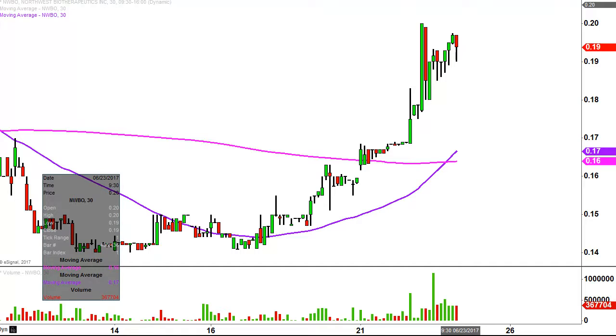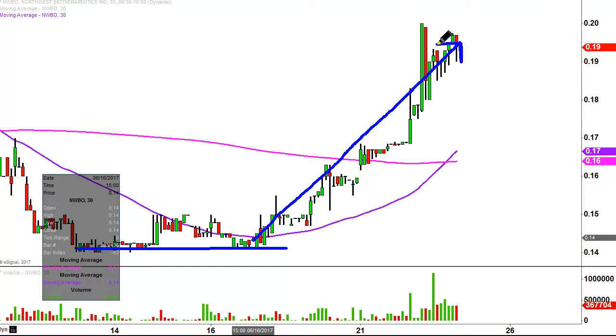The main approach that I want to take is a generalized question that I got: Hey Clay, how can I measure just the overall health of the current move? What do I mean by the move? Well, from where it bottomed out here, down around 14 cents, to what it's been going through the past few days. So this right here is being defined as the move.